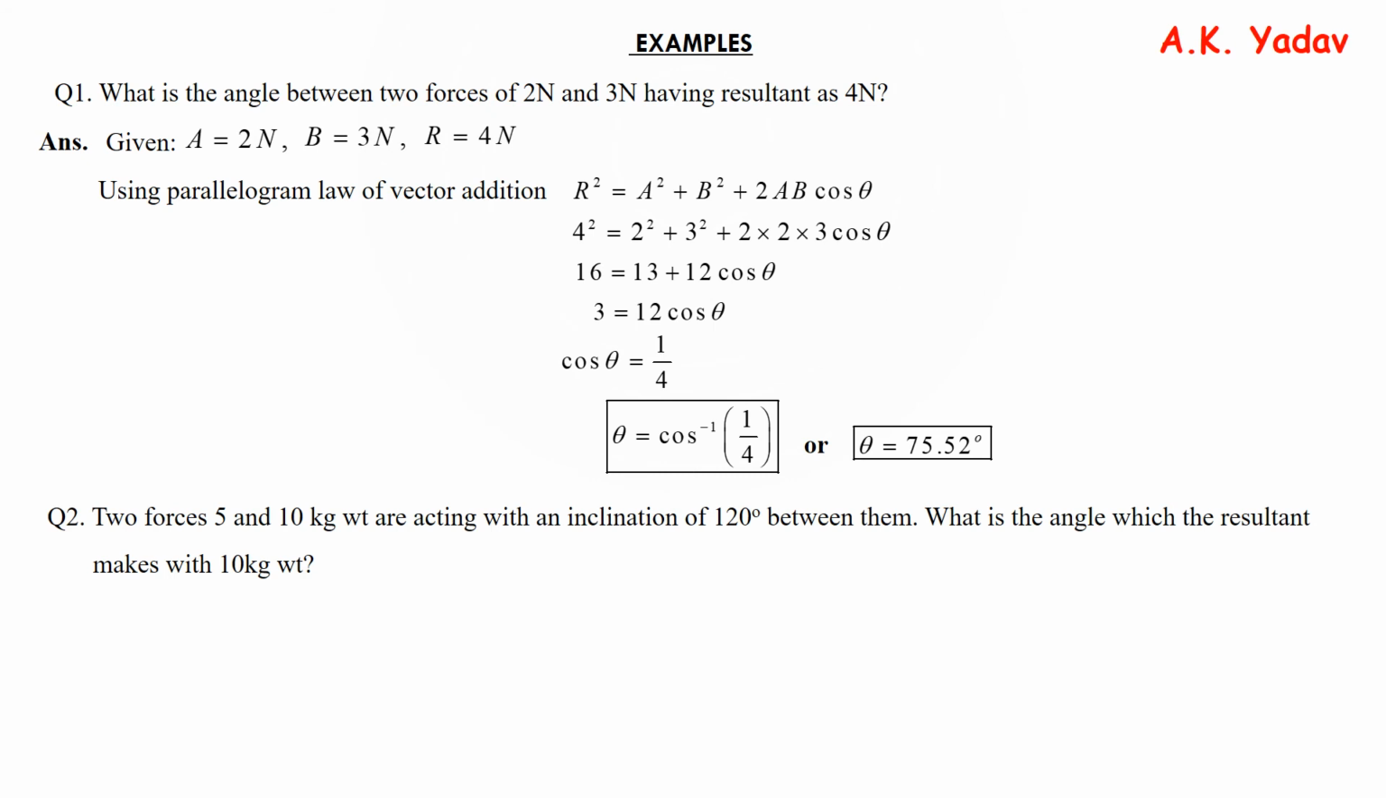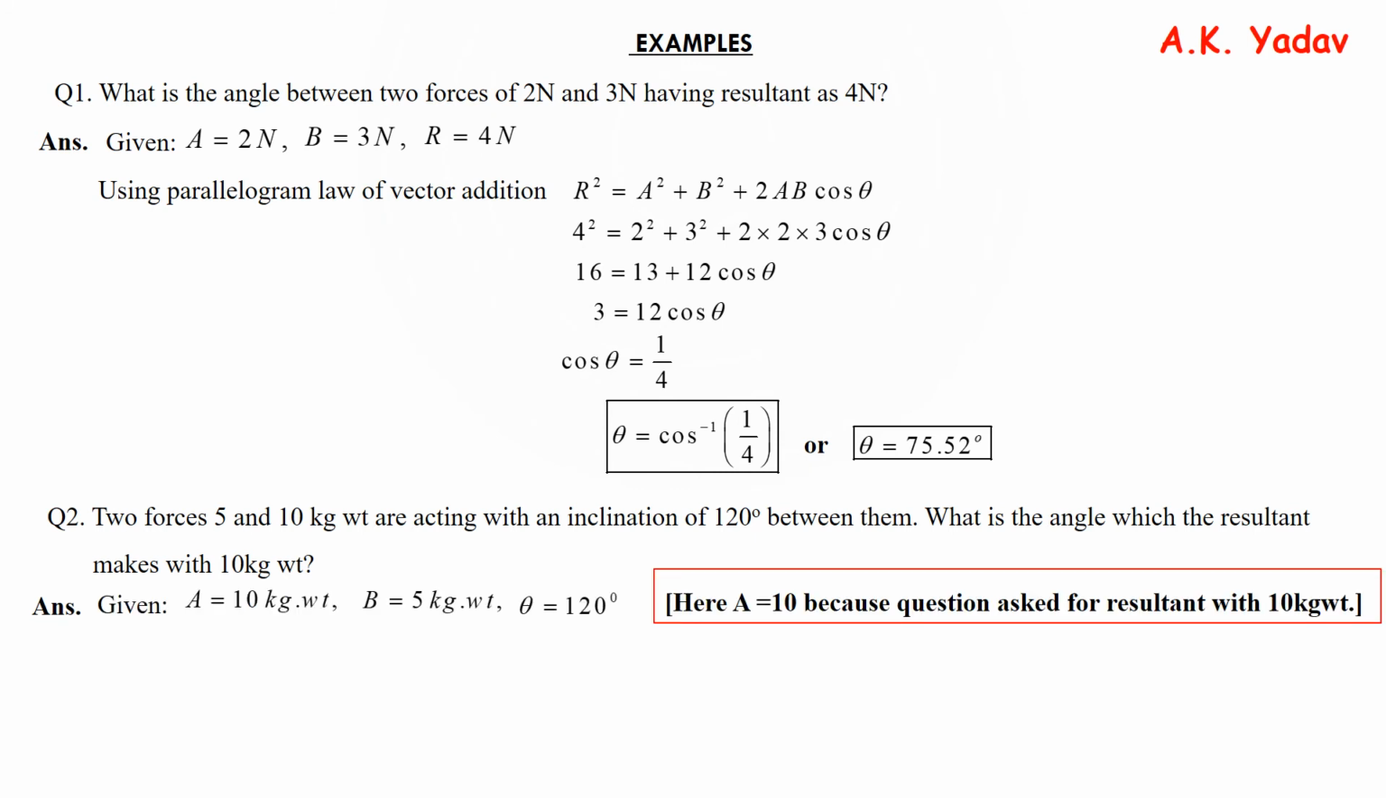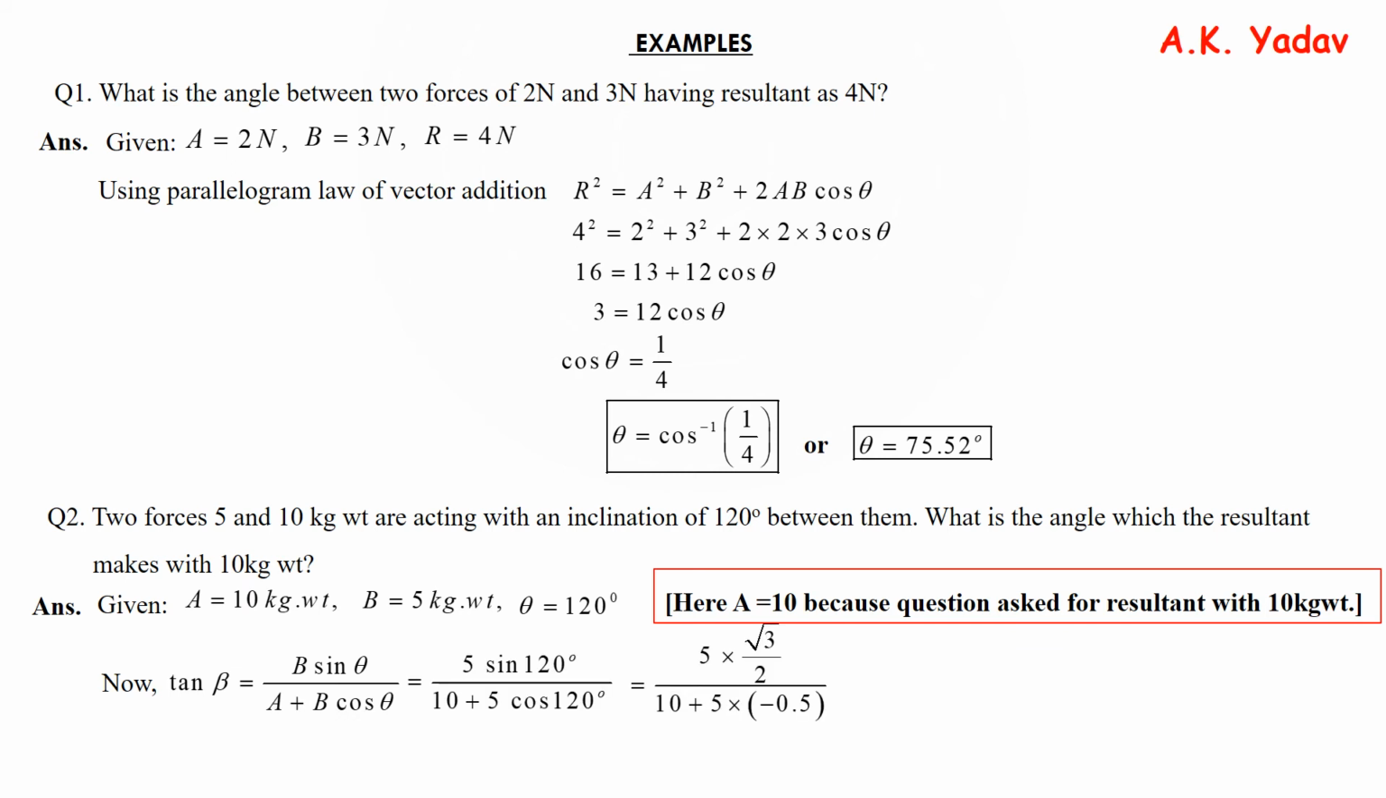Question number 2: two forces 5 and 10 kg weight are acting with an inclination of 120 degrees between them. What is the angle which the resultant makes with the 10 kg weight? Now we want the angle with the 10 kg weight. That means A is 10 and B is 5, theta is 120. We know tan beta is equal to B sine theta upon A plus B cos theta. We put all the values. Sine 120 is root 3 by 2, cos 120 is minus 1 by 2. On solving, we get 1 by root 3, that is beta is 30 degrees.